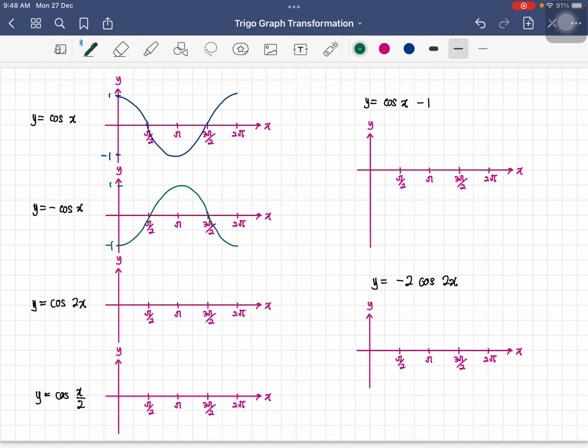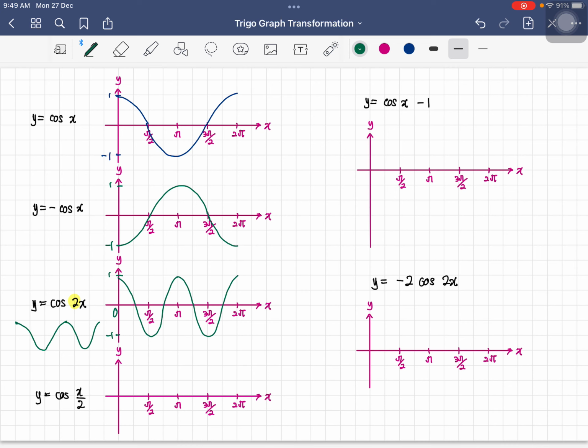What about the cos of 2x? Again, one complete cycle of cos will be something like this. If I have cos of 2x, that means within 0 until 2 pi I'll have 2 complete cycles. Suppose I have 1 and -1 here, so I'll have something like this. This is 1 complete cycle, and then I'm going to have the second cycle, within 0 until 2 pi. So I have 2 complete cycles of cosine of x.